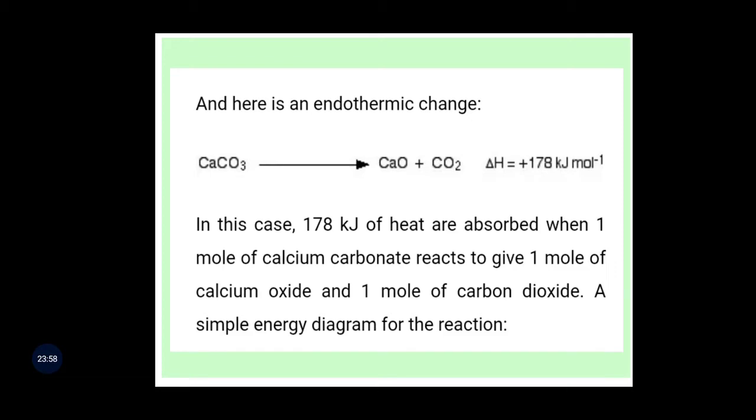Now here is an endothermic change. When you look at this one here, this is a decomposition reaction. A decomposition reaction is also an example of an endothermic reaction. So you can see here that delta H is positive. In this case, 178 kilojoules of heat are absorbed when 1 mole of calcium carbonate reacts to give 1 mole of calcium oxide and 1 mole of carbon dioxide.